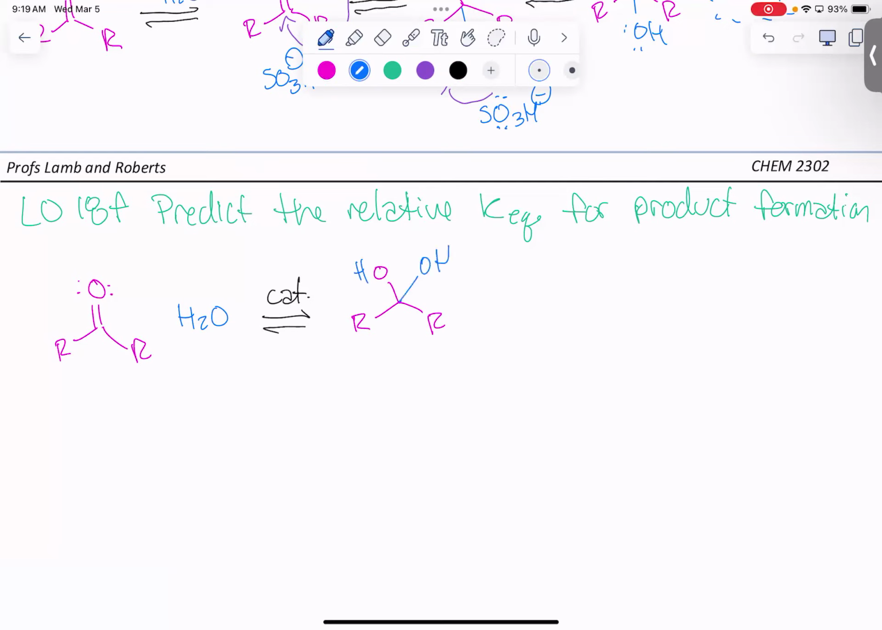When we're thinking about KEQ, that is equal to the concentration of your hydrate or your product divided by the concentration of your starting materials. I'll just say starting materials.